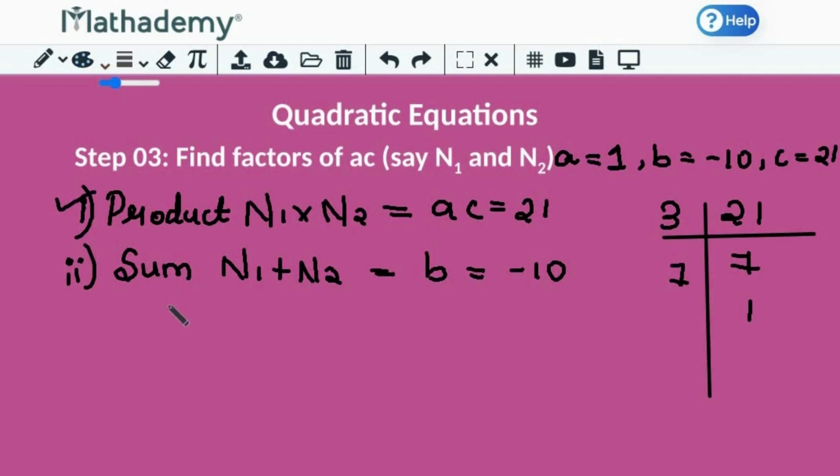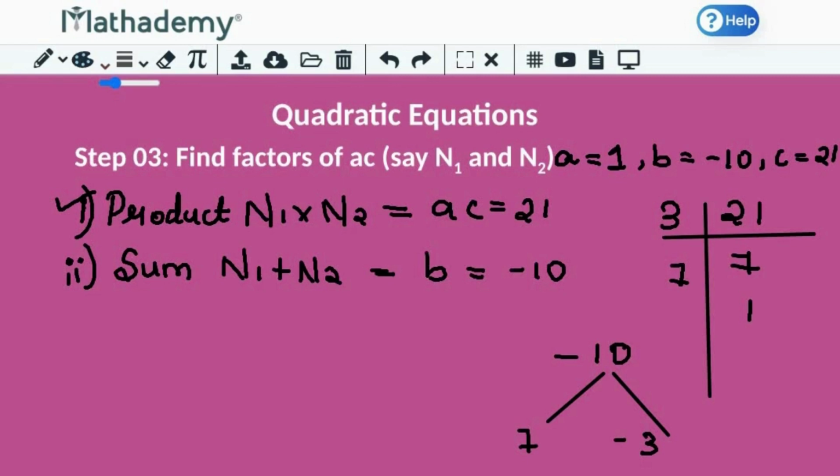Now I have to satisfy the second condition as well. That is, when I add these numbers, I should get the value of B, which is minus 10. So minus 10. Now I want this to be like 7 and 3. So 7 plus 3 gives me plus 10. But what I want is minus 10. So I'll try assigning the minus sign over here. So 7 minus 3 gives me plus 4. So this won't work over here.